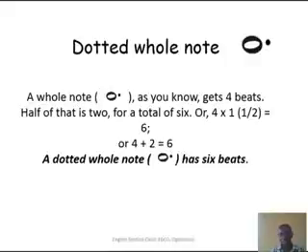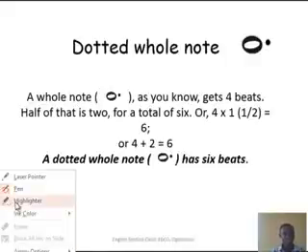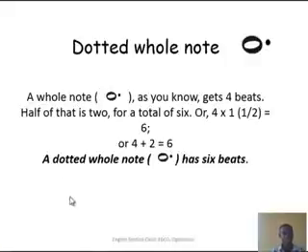You might be saying there are only 4 beats in the measure. Well, for 4/4 time, you're right. So let's try this simple one. Let me illustrate it for you so that you can get it. A whole note that is dotted, as you know, gets 4 beats.